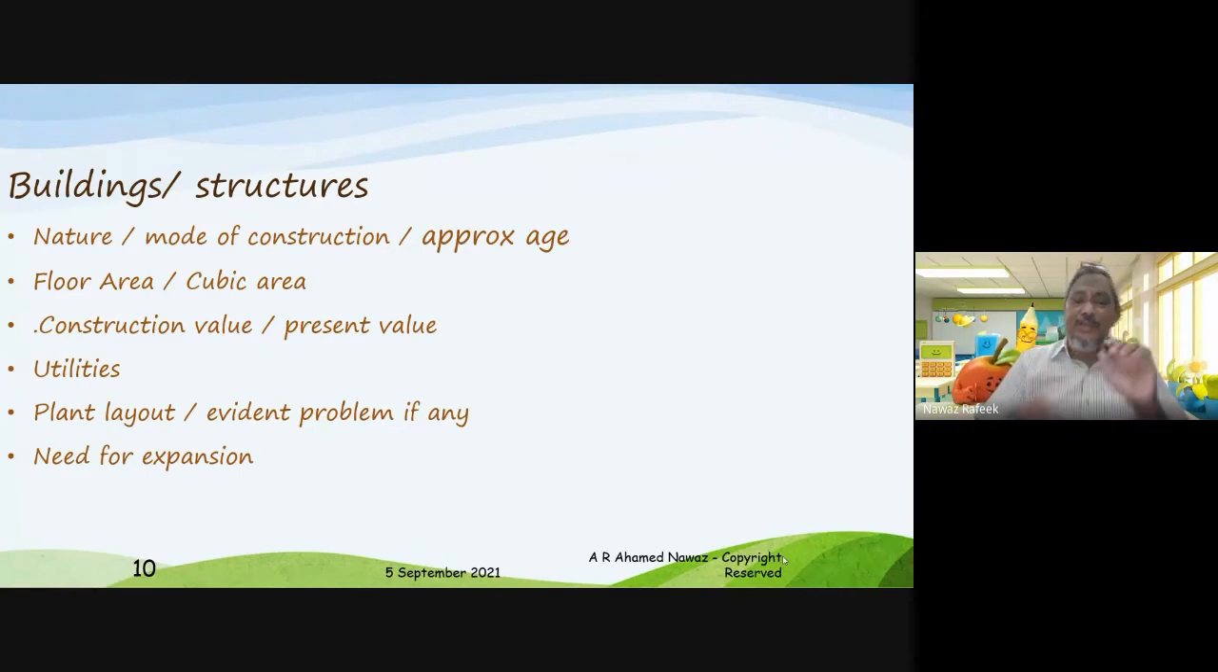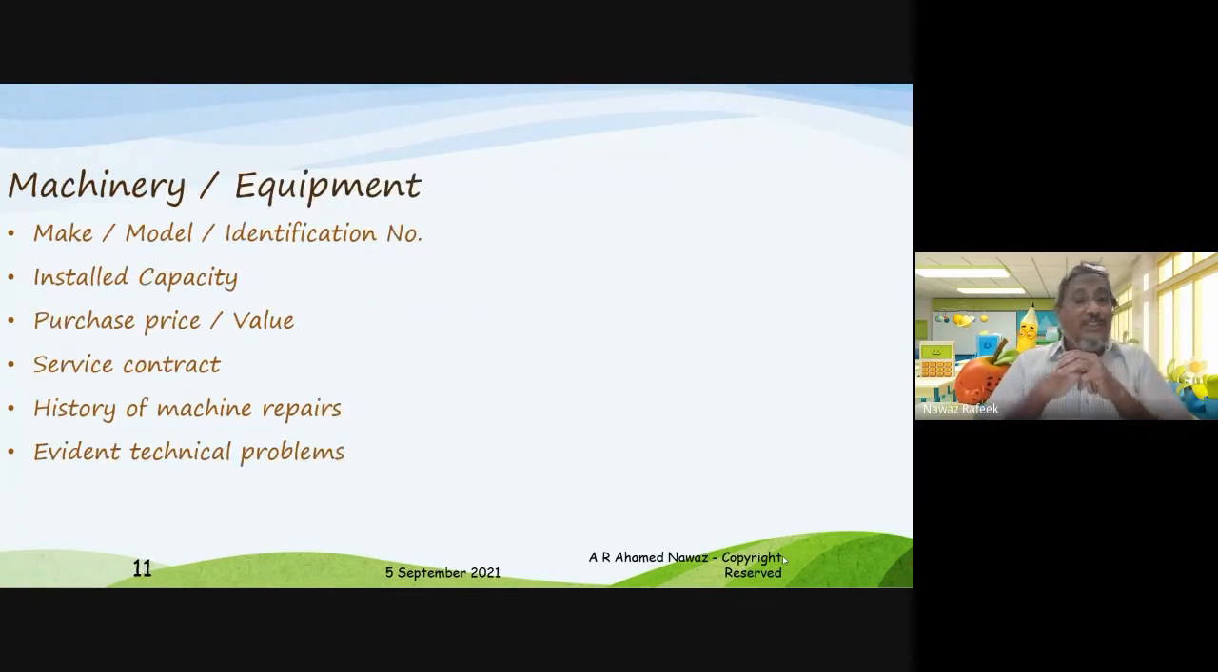The need for expansion: identify the present need and the future need. Then machinery and equipment. What machinery and equipment are going to be used, existing as well as for a new business? For the existing ones, look at the make, model, and identification number. Because you have to check with the first mortgage to the bank, whether it tallies with the mortgage bond. Make, model and identification should be incorporated in the mortgage bond.